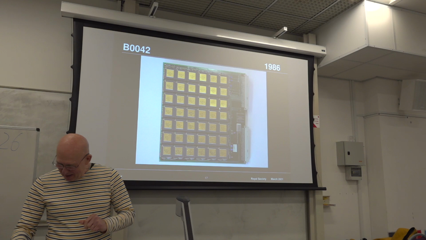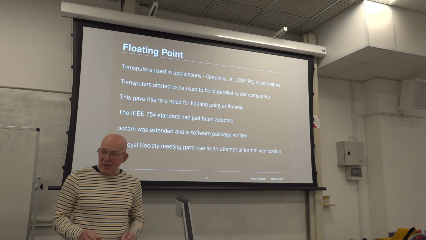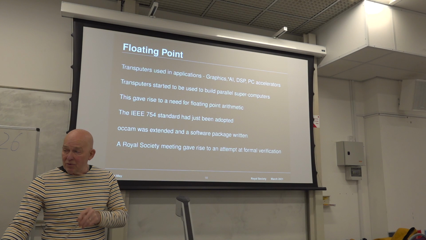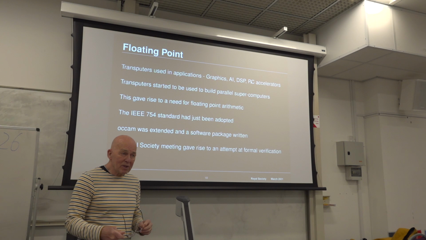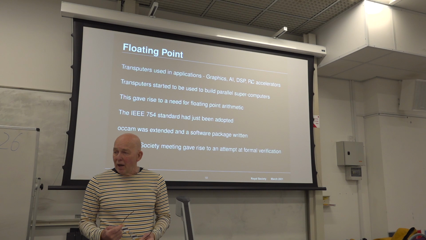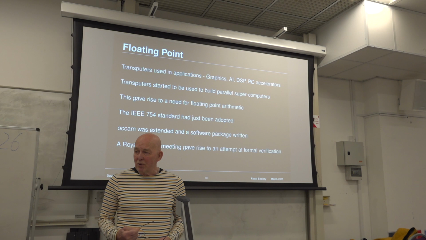device, this. That, of course, led us into a new class of applications, because we rapidly got into things like graphics. There were some AI applications. There were even some neural network things programmed on these boxes of transputers. Signal processing, accelerators and things, plug-in cards for PCs were available. And people started to build parallel supercomputers. And of course, immediately they wanted floating point arithmetic. At the time, the emerging standard, IEEE 754, was just beginning to be adopted.